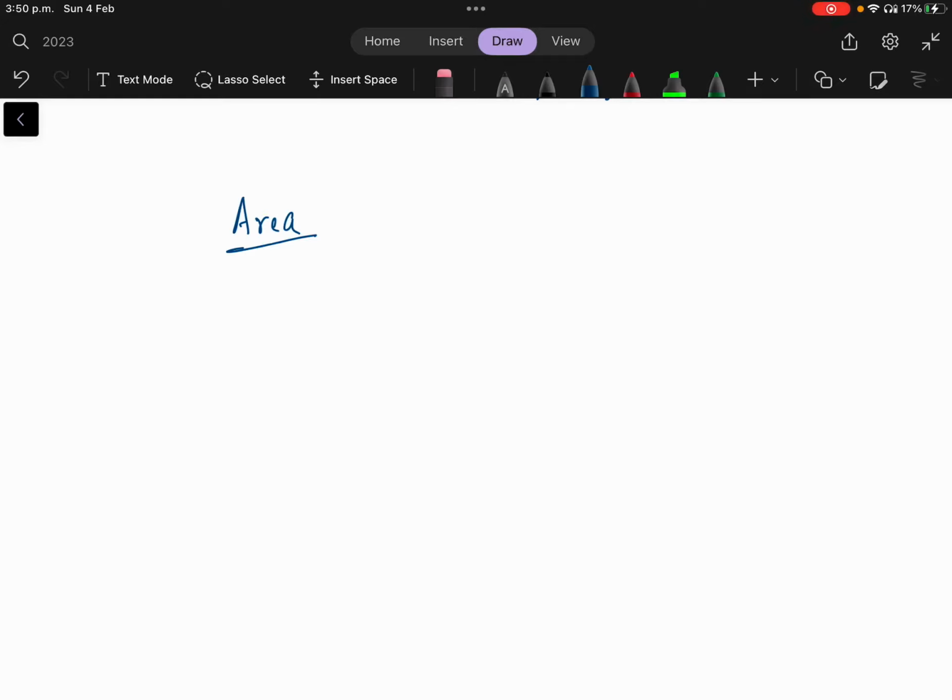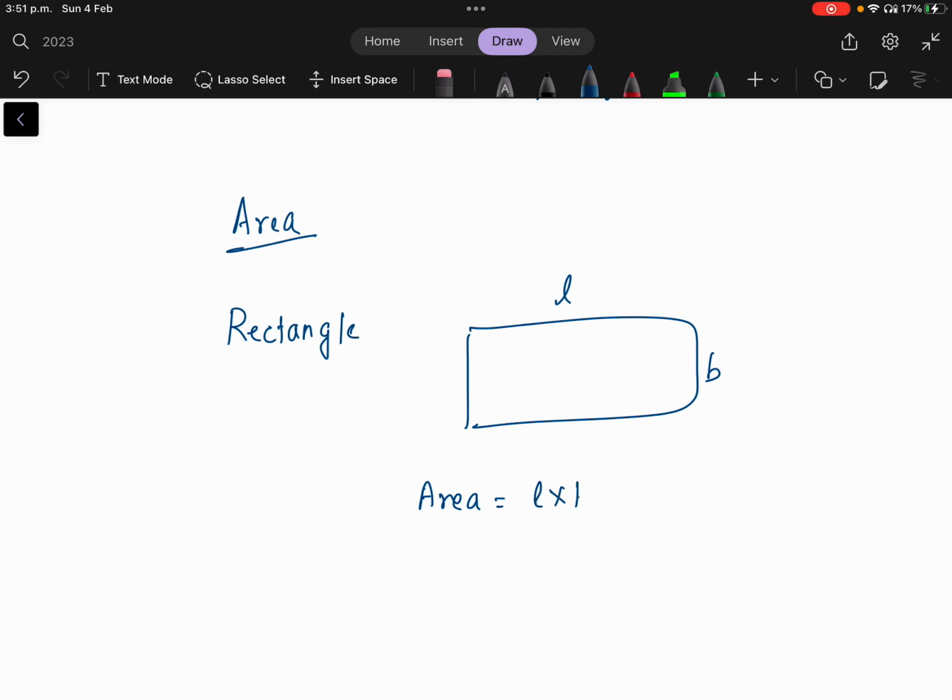Let's learn about area and volume. Area and volume formulas are all there in the formula book. The area of a rectangle: if you have a rectangle, this is the length and this is the width or breadth. Area is equal to length times width, and the perimeter will be 2 times (L plus B).